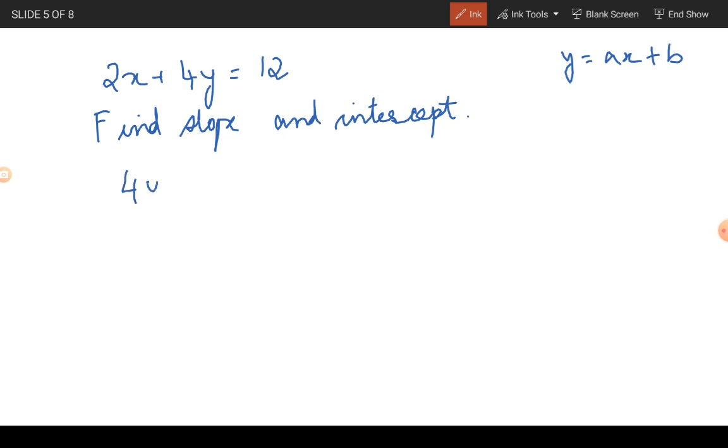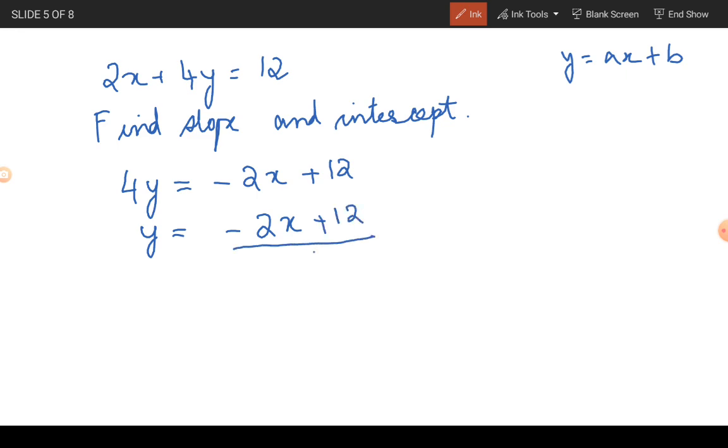So I can do this like this: 4y is equal to minus 2x plus 12. I took positive 2x to the right hand side, so it has become negative. Now remember, I want y to have a coefficient 1. So what I have to do is y is equal to minus 2x plus 12 whole divided by 4. This is because on the left hand side 4 had appeared multiplied to y. So when I shift it to the right hand side of the equal to sign, it should come as a division. So it is minus 2x plus 12 divided by 4.